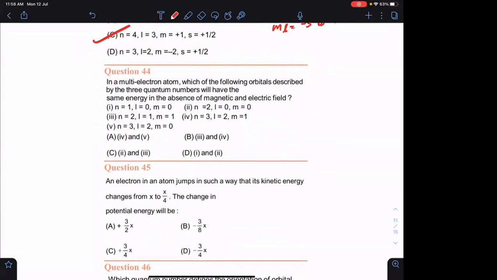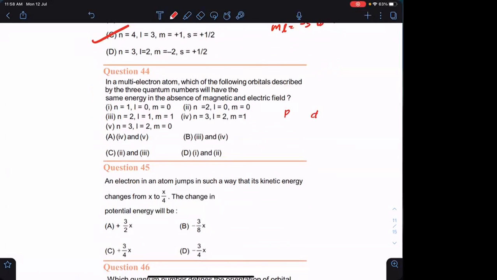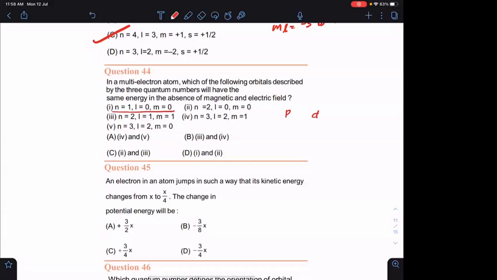Okay. In a multi-electron atom, which of the following orbitals described by the 3 quantum numbers will have the same energy in the absence of electric and magnetic fields? It means they should be degenerate. What does that mean? All the p orbitals, all the d orbitals belonging to the same shell will have the same energy. Agreed? n equals 1, l equals 0, m equals 0. What is this? This is 1s.